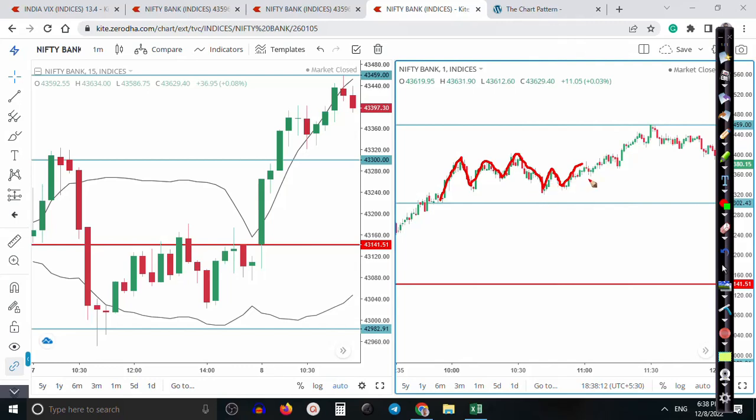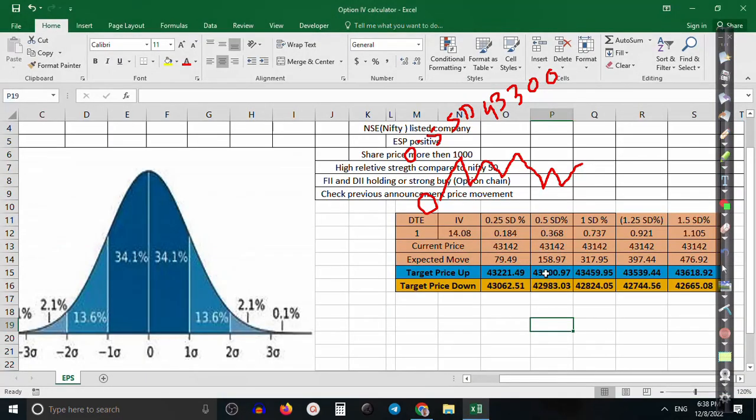So in this area, what we have seen first, they broke 0.5 standard deviation. What was the level? Four, sorry, 43300. Okay, let me show you my standard deviation. So 0.5 upper side 43300, right?